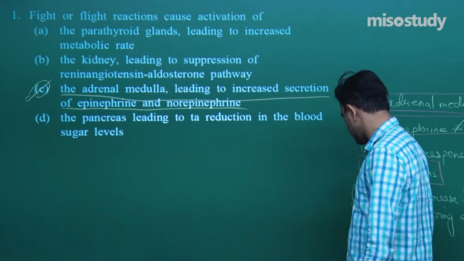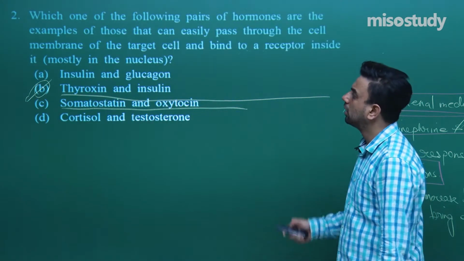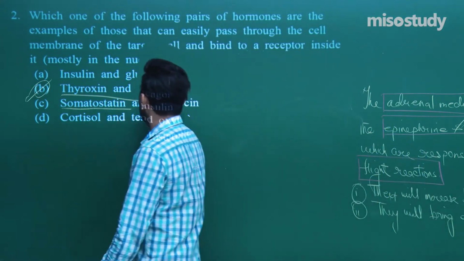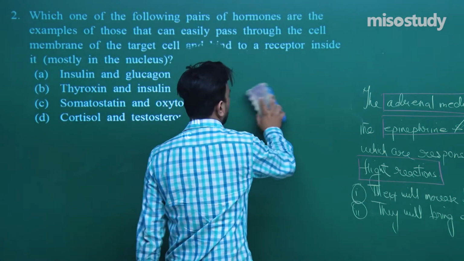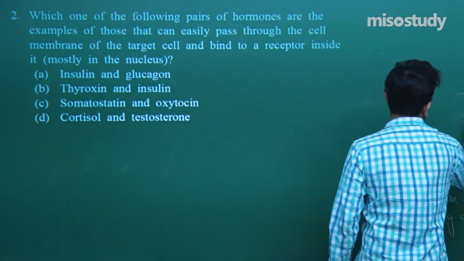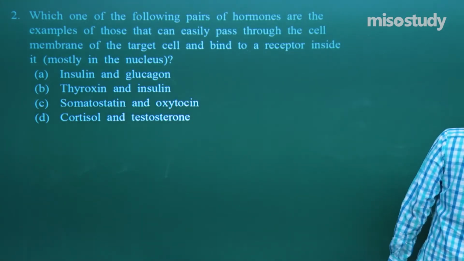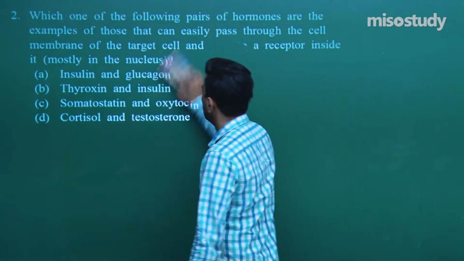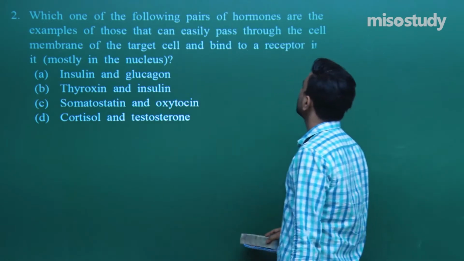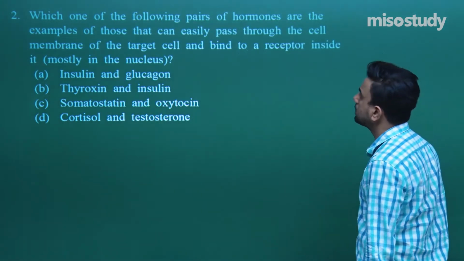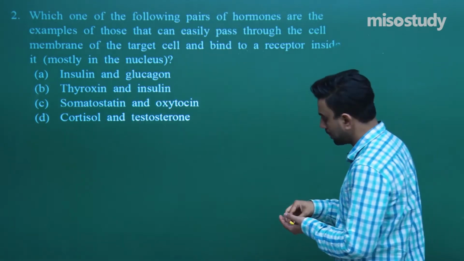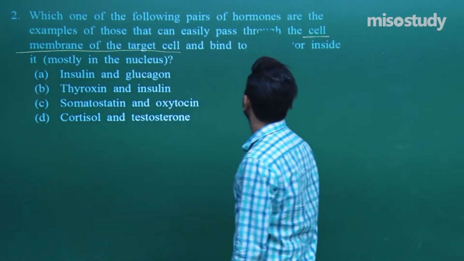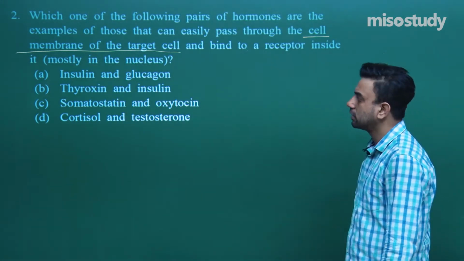Now let us talk about the next question. Which one of the following pairs of hormones are the examples of those that can easily pass through the cell membrane of the target cell and bind to a receptor inside it, mostly in the nucleus?